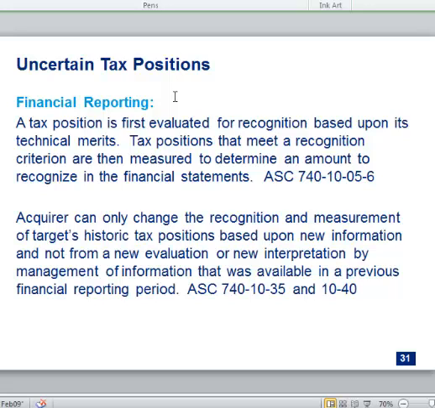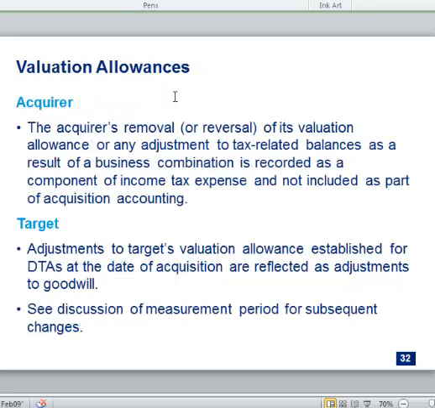So as you're looking at a target, you kind of have to look at them with your FIN 48 glasses on, right, to figure out if what they say on the return is really going to hold water at the end of the day if challenged by a tax authority. So you got to think about uncertain positions in FIN 48. And the next thing you got to think about is valuation allowances, and this is a tricky area.